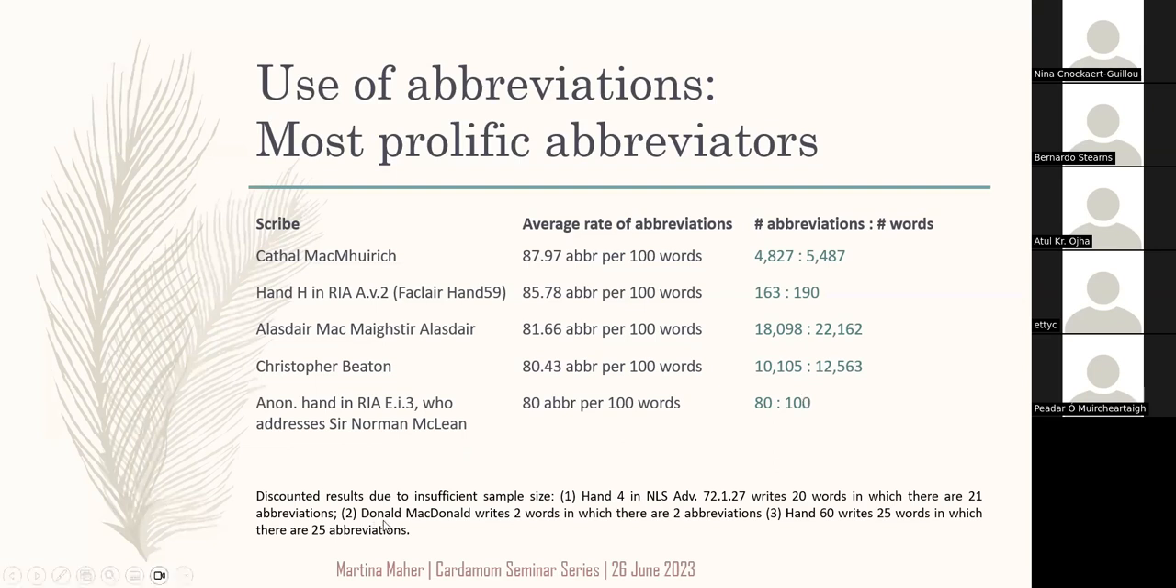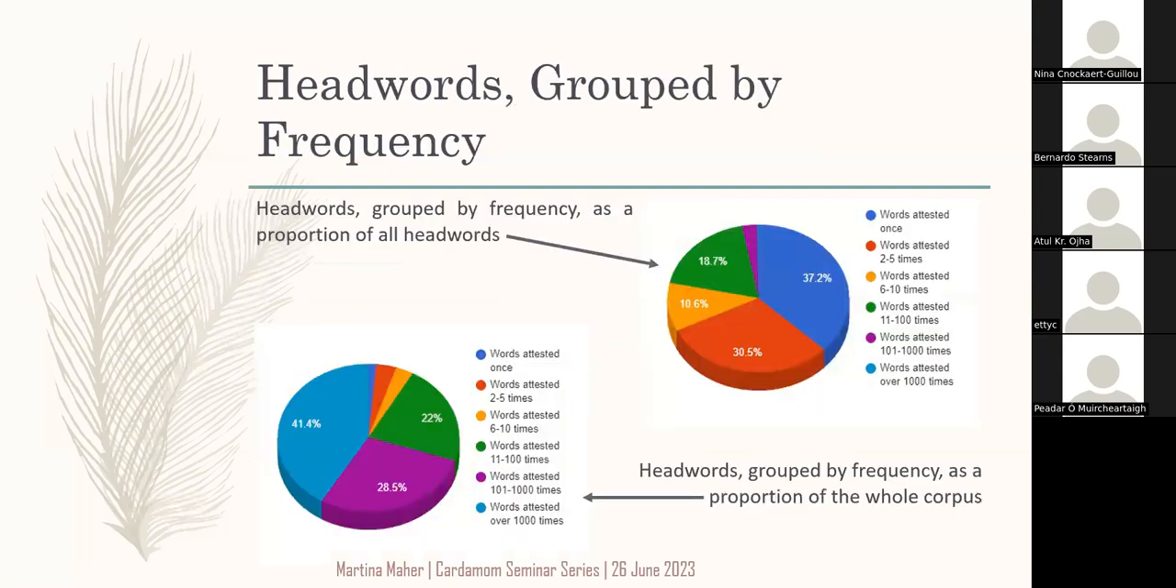We have discounted some of the results in this, for example, where the contributions are too short. One hand writes 20 words, and there are 21 abbreviations therein. Donald MacDonald, who I mentioned earlier, writes 2 words with 2 abbreviations, etc. So we didn't count those in the general average, just because they're far too short to feed into it. Next, one more prolific abbreviator noted there, Gàidhlig Cullen as well.